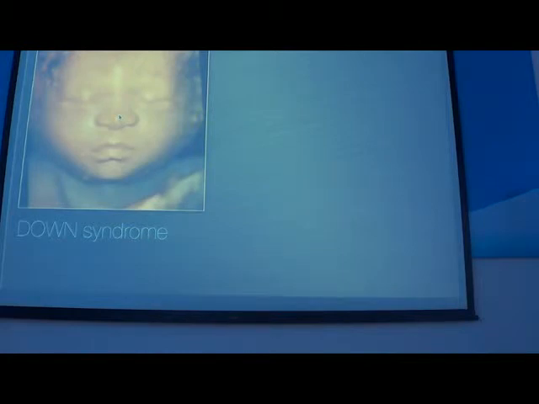And now you will see the same volume but with a new render mode.